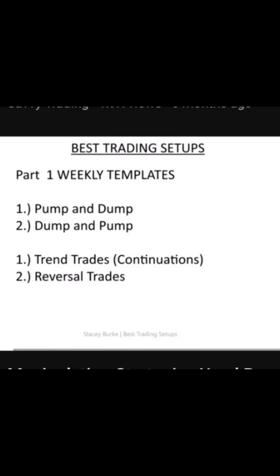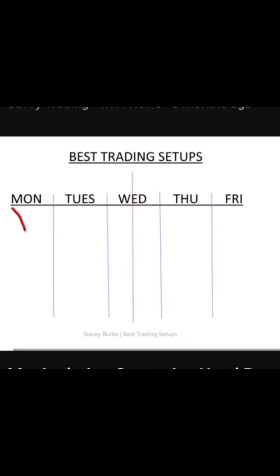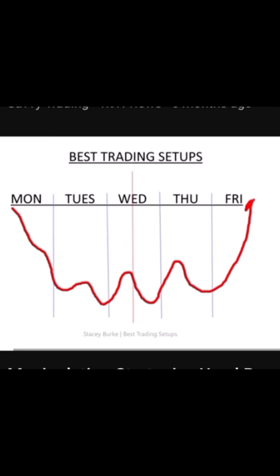Weekly template. Now, a basic dump and pump model is a market that gives us our opening range and initial balance, and we have a dump and pump type of template, whether that's day 1, day 2, inside day 3, and the parabolic reversal on a Friday. That's a basic dump and pump template.